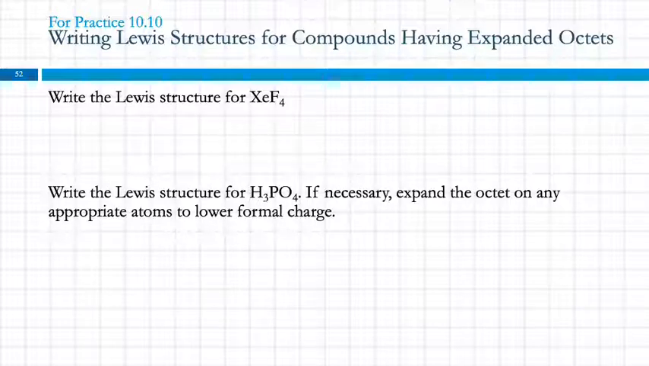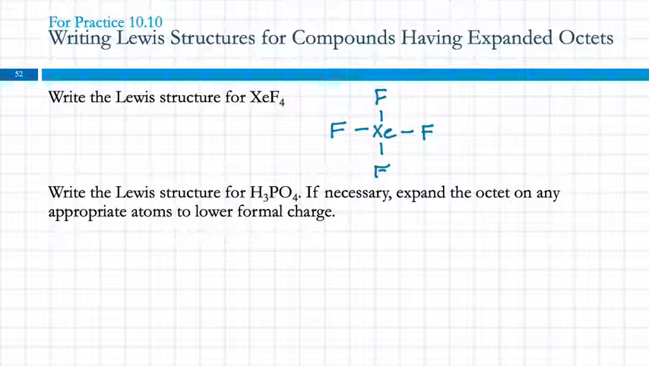Write the Lewis structure for XeF4, so it'd be xenon tetrafluoride. I thought noble gases didn't make compounds. Well, they do, just not very many. And it's the bigger ones that do it more. Helium does not.